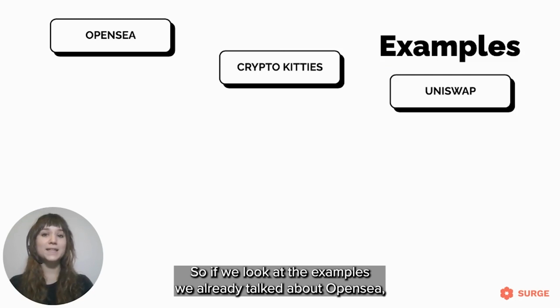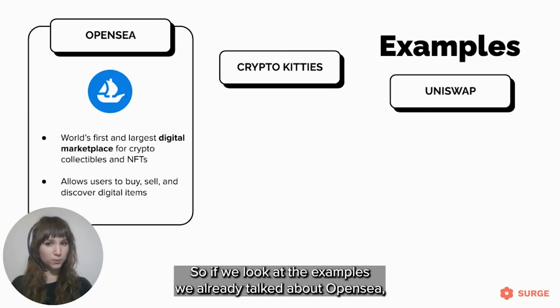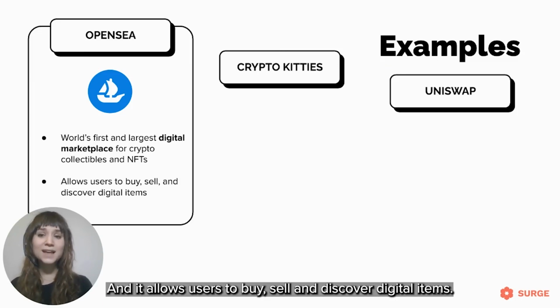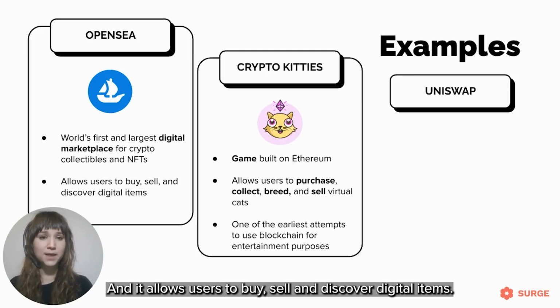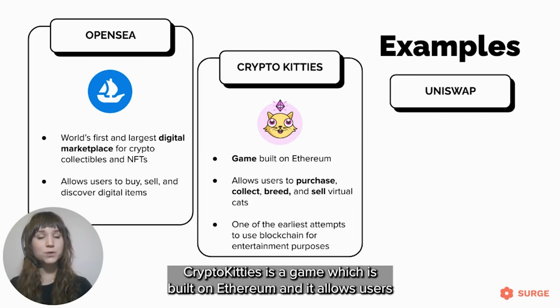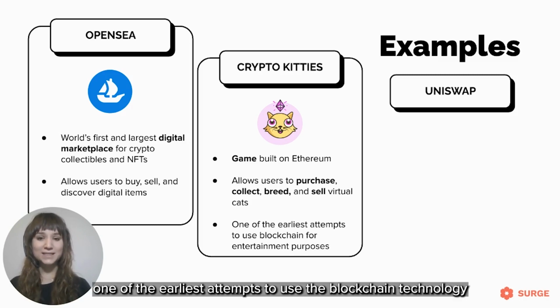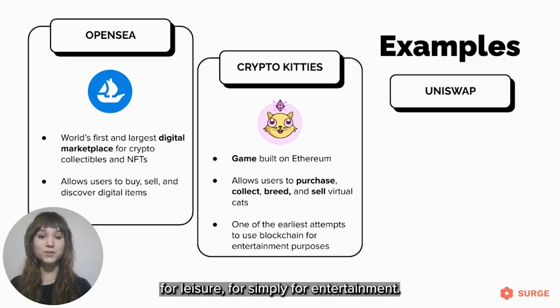So if we will look at the examples, we already talked about OpenSea, which is the world's first and largest digital marketplace for crypto collectibles and NFTs. And it allows users to buy, sell, and discover digital items. CryptoKitties is a game which is built on Ethereum, and it allows users to purchase, collect, breed, and sell virtual cats. It got very popular because it was actually one of the earliest attempts to use the blockchain technology for leisure, simply for entertainment.